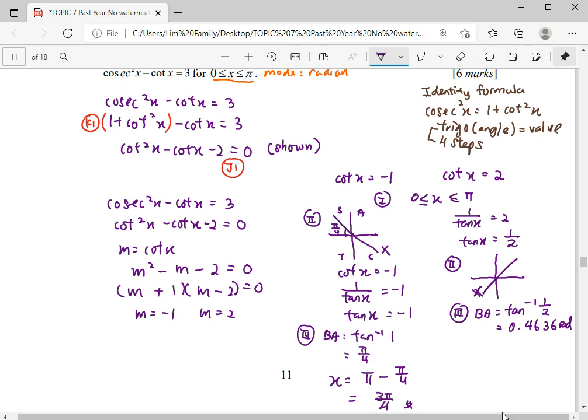Then finally, we go for step number 4. We want to find our answer x. This is our basic angle here, in our first quadrant, so our x directly will be equal to 0.4636, which is equal to our basic angle. Therefore, in conclusion, our x here has two answers: 3 pi over 4, and the other one is 0.4636 radian.